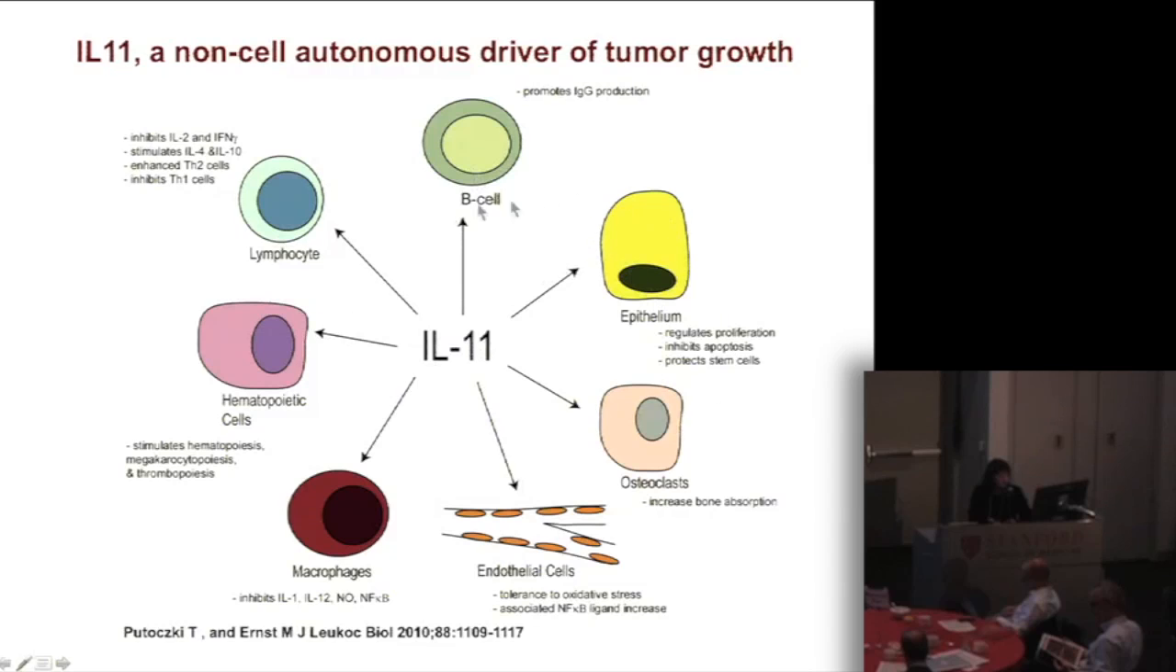It is a very pleiotropic cytokine. It can act on cancer cells on its own, so it can have autocrine growth factor properties. But at the same time, it also influences the immune system, multiple cell types, and also angiogenesis through influencing the endothelial cells. So obviously, it's not so easy to nail down exactly the mechanism by which it's driving tumor growth.